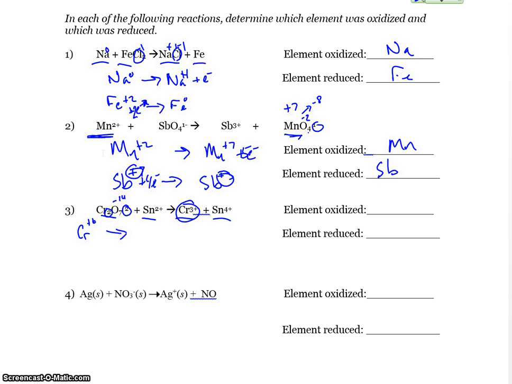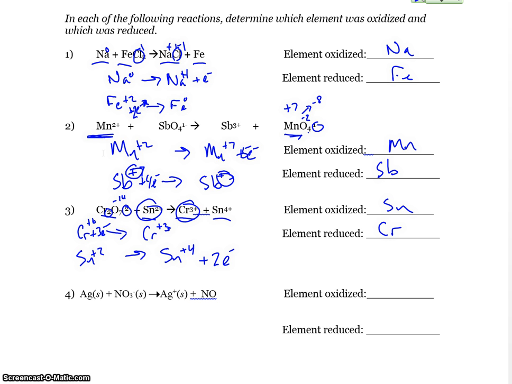This chromium ion, its oxidation number is going from a 6 to a 3. So its oxidation number is reducing, and we do that by adding 3 electrons to it. Let's take a look at what's happening to our tin. So we're going from a tin +2 to a tin +4. The way we do that is we lose 2 electrons. So our oxidation number is increased. Therefore, tin is being oxidized.